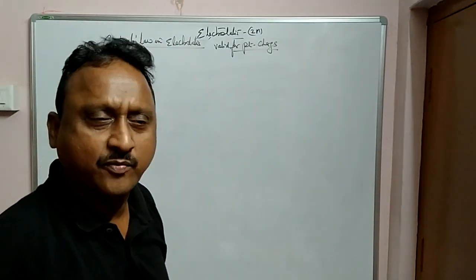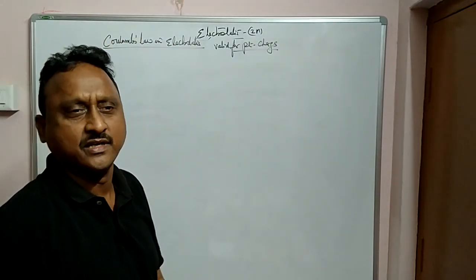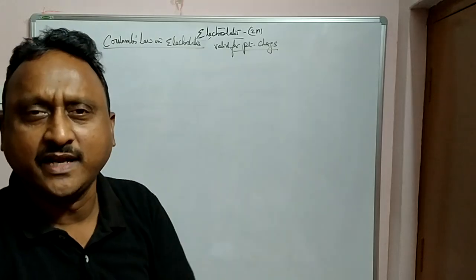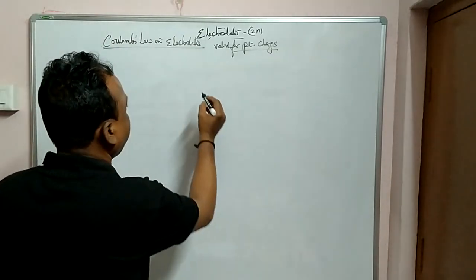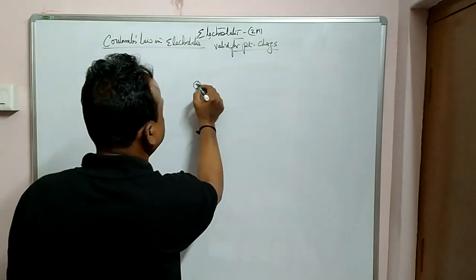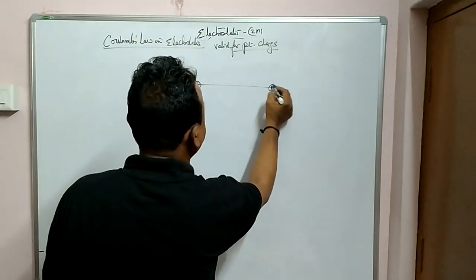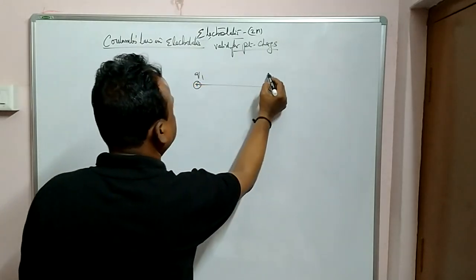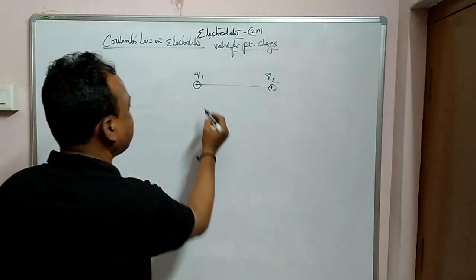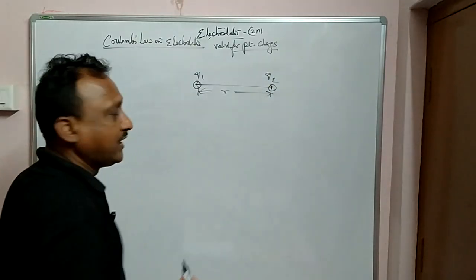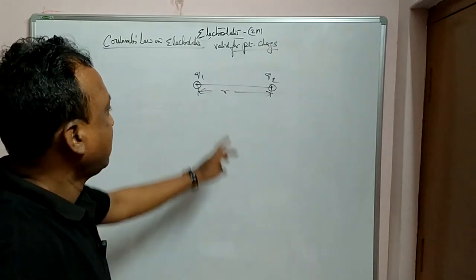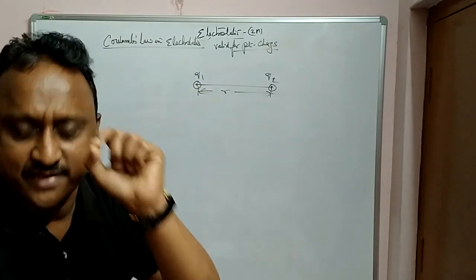Again, we have to go for another process by doing integration, by considering the small elemental length. Later on we will be studying that. Now, what is Coulomb's law? For example, there are two charges separated by some distance, point charges. Let there be charges Q1, Q2, and let the distance between them be R. Make a note, these two charges are point charges.